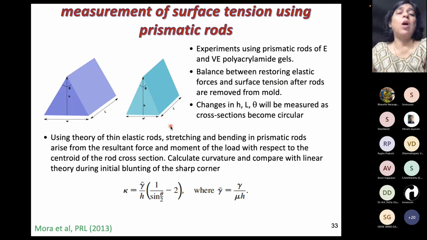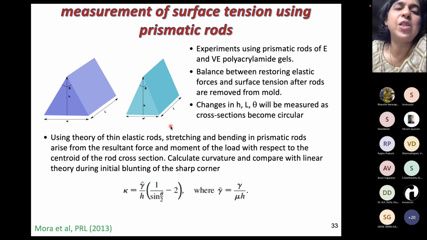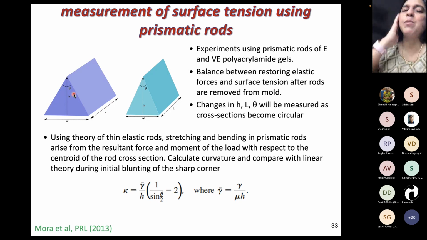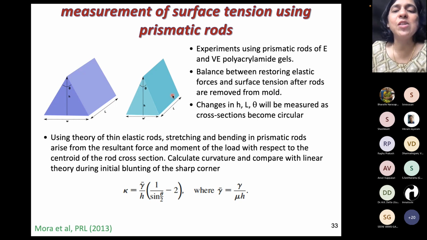So this brings us back to what is the role of surface tension. These are our thoughts, and I'm happy to hear you out if you have additional ideas of how this can be done. What we are trying to do now is to create these prismatic rods, which have slightly different curvatures. We want to use these prismatic rods of elastic and viscoelastic polyacrylamide of slightly different cross-sectional areas. Once we release these rods from the mold, which is a 3D printed block, we are essentially looking at a balance between the restoring elastic forces and the surface tension after it is removed from this mold.